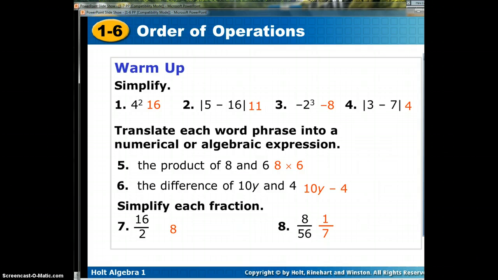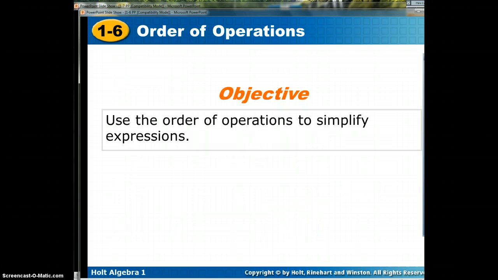And if you have questions, make sure you ask Mr. Hinton tomorrow. Moving on. Our objective here is to be able to simplify expressions using order of operations.